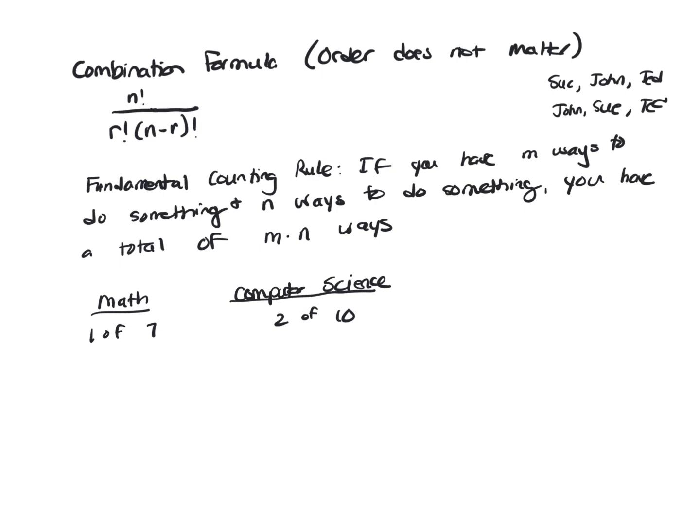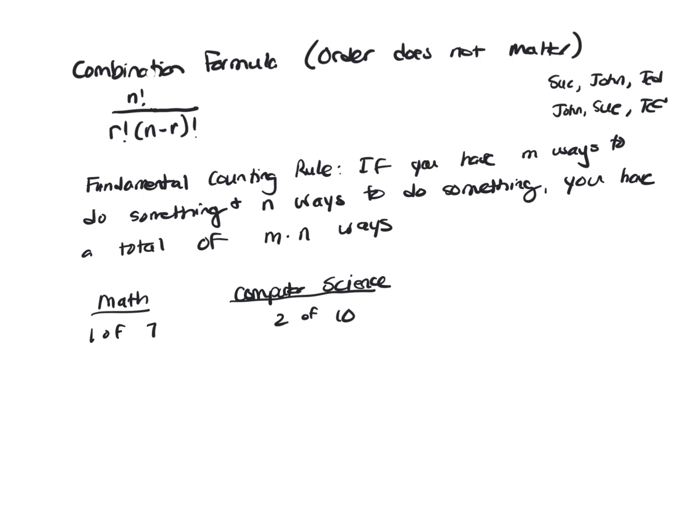We are trying to figure out how many different sets of 3 candidates there are to fill the 3 positions. So I'm going to teach you 2 things. The first is the combination formula. Let's say you have 3 people: Sue, John, and Ted. Now let's say I have 5 people, and I want to choose 3 from those 5 to form a committee.